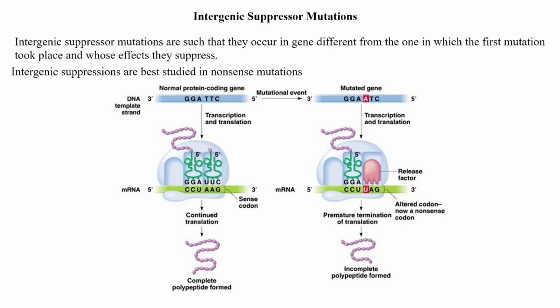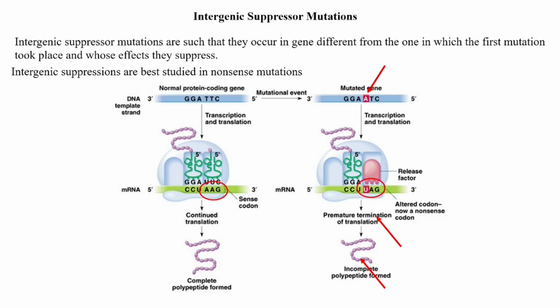A first substitution mutation takes place whereby T in the gene is substituted by A. As a result, the sense codon AAG for lysine is converted to UAG, a nonsense codon. This results in a nonsense mutation, and the process of translation stops and a truncated protein is formed.